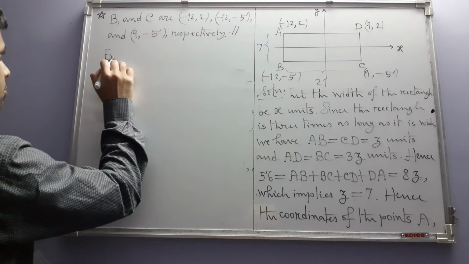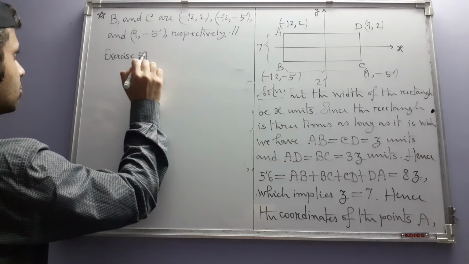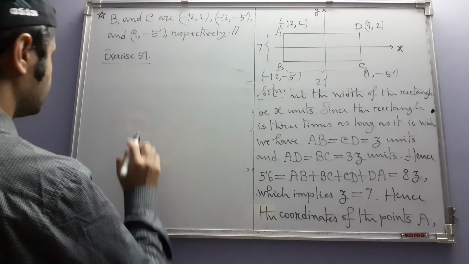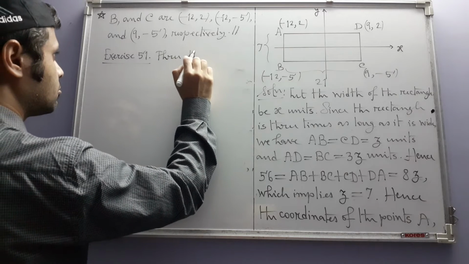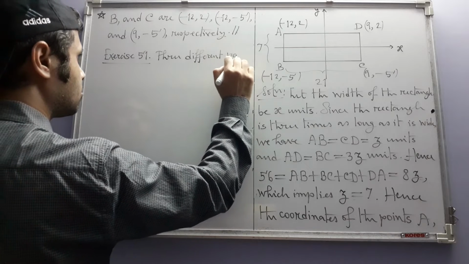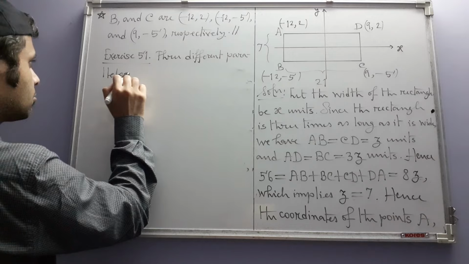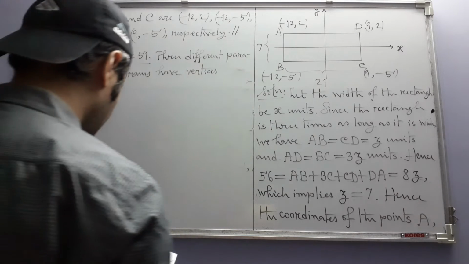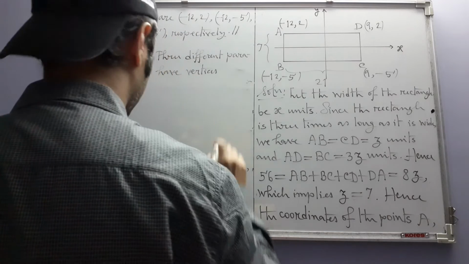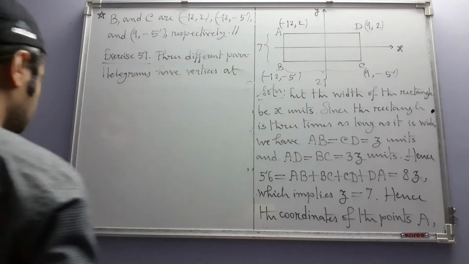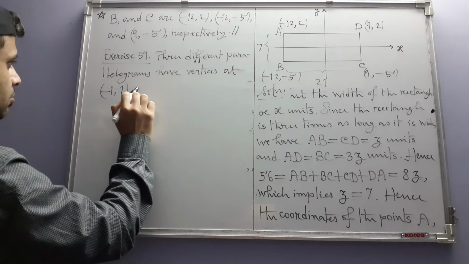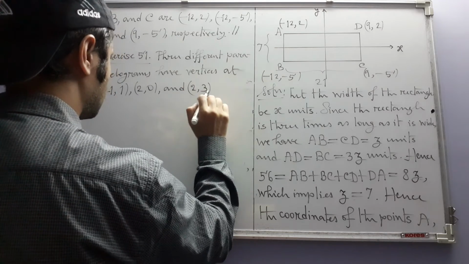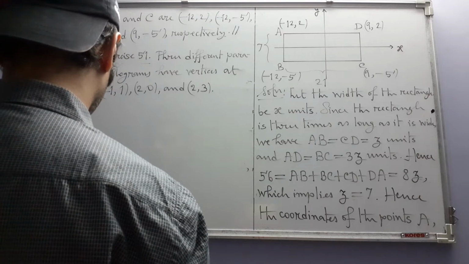Then exercise 51. Three different parallelograms have vertices at these points: -1, 1, 2, 0 and 2, 3. Sketch them and find the coordinates of the fourth vertex of each.